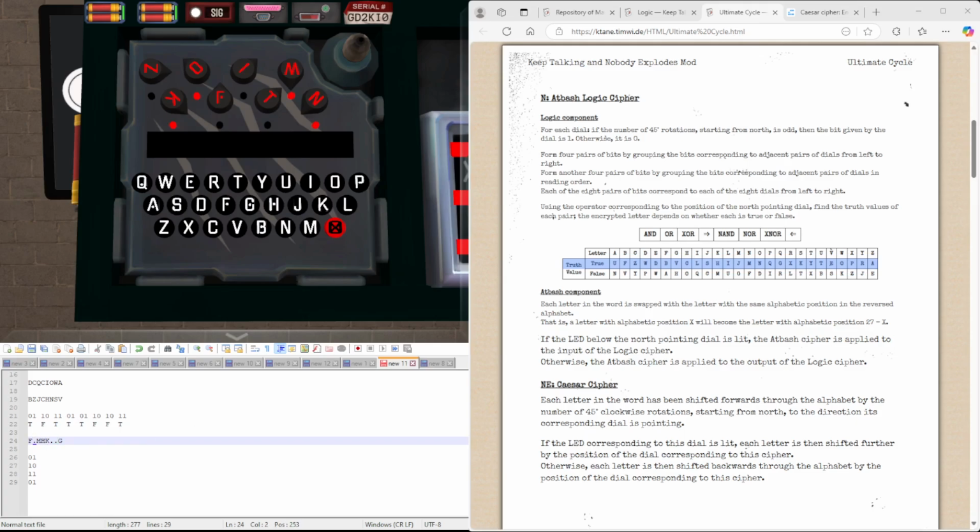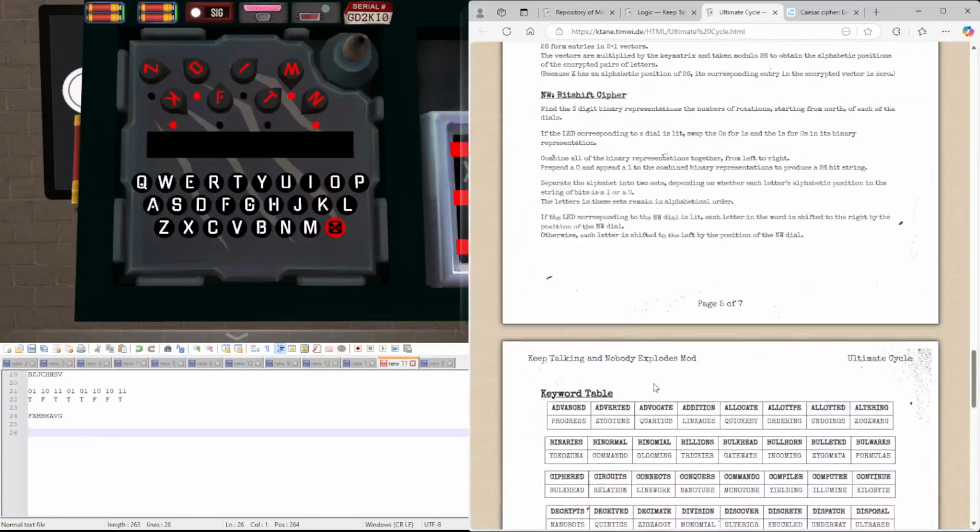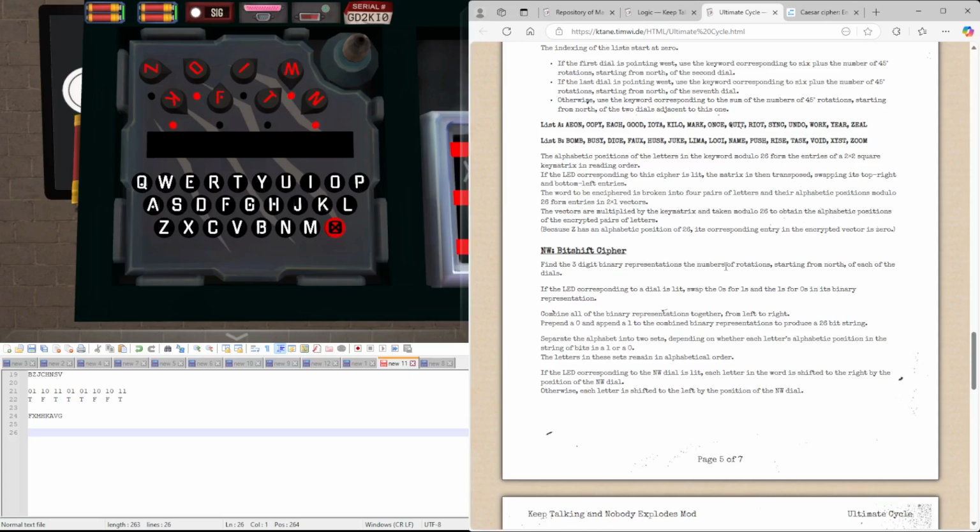And then the false ones we have X, N, S, A, and B. We have northwest, find the binary representations of rotation starting from north for each of the dials. So four, 1, 2, 3, 4, 5.